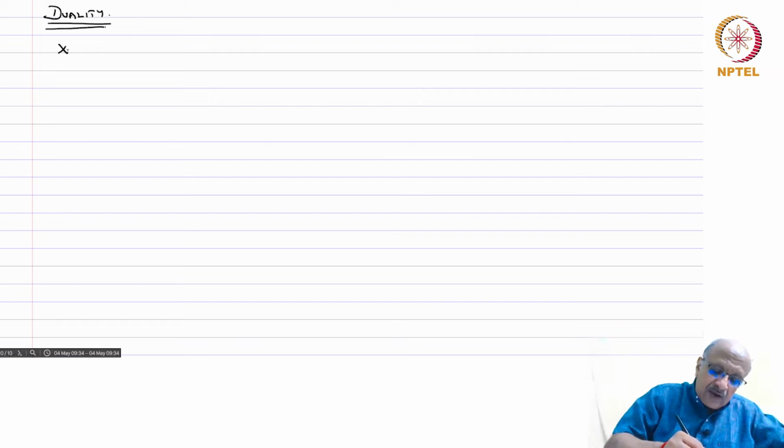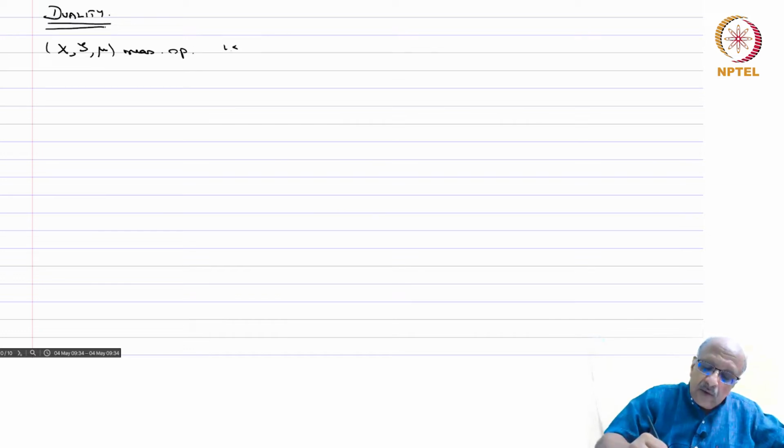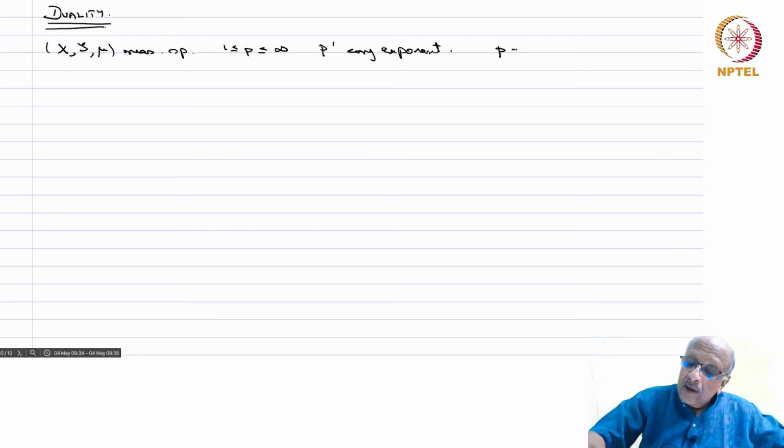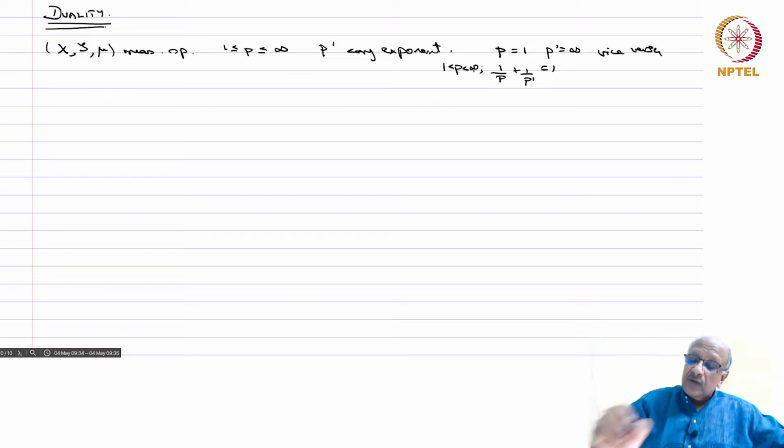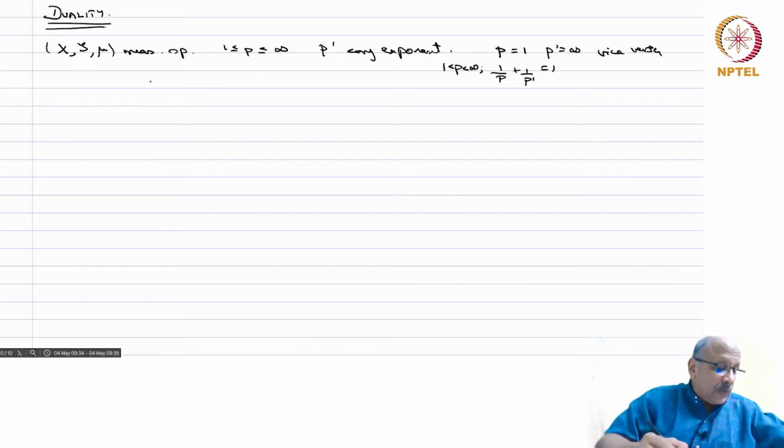So we have (X, S, mu), a measure space, and you have 1 less than or equal to p less than or equal to infinity, and then p' is the conjugate exponent. That means if p equals 1, then p' equals infinity, and vice versa, and 1/p plus 1/p' equals 1 in the case 1 less than p less than infinity. So this is what the conjugate exponent is.